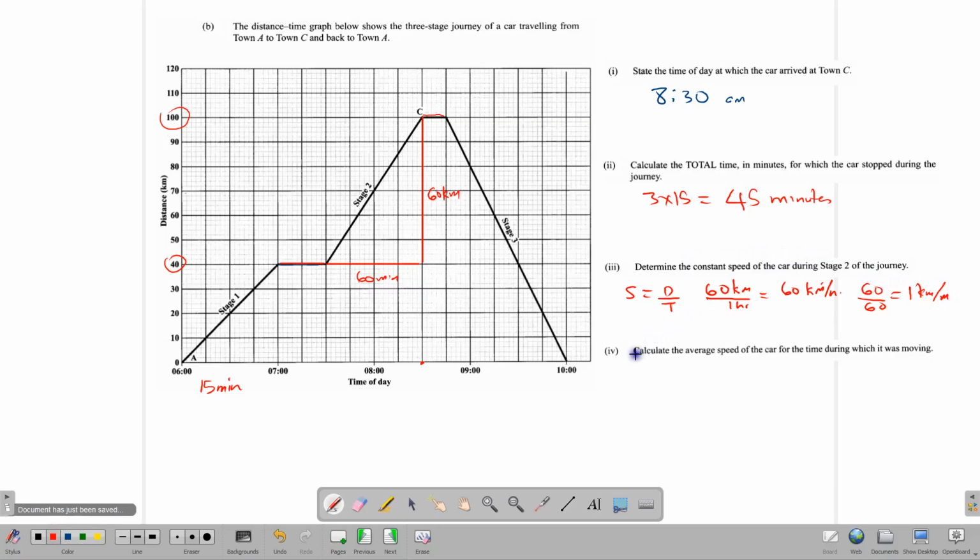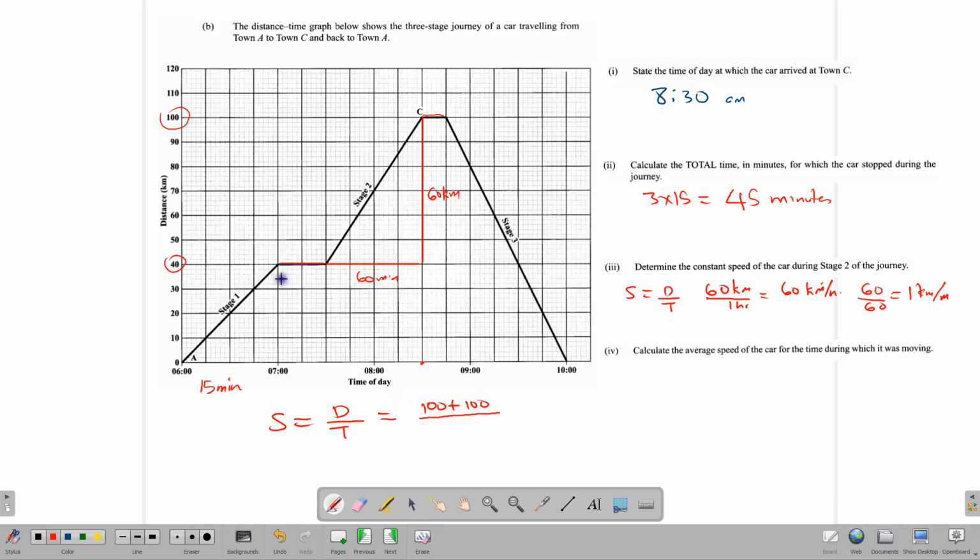The last part of the question now is to calculate the average speed of the car for the time during which it was moving. So the car is moving here, the car is moving here, and the car is moving here. So what is the total time for the journey in which the car was moving? Remember, speed is equal to distance over time. Now, the total distance for the journey, it takes 100 kilometers to reach. So the total distance would be 100 to go and 100 to return. So that's a total of 200 kilometers.